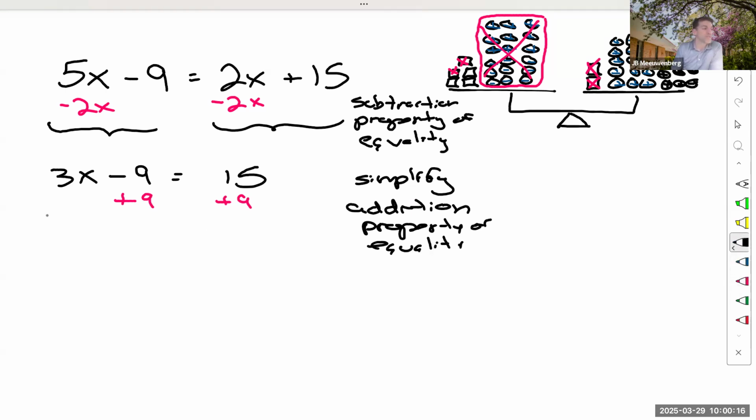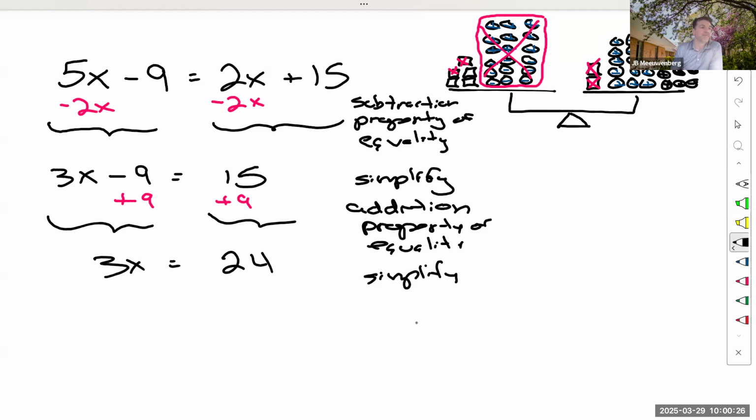What do we do now? We simplify. We simplify both sides. When we do that, we're going to get 3x is equal to 24. Now, all we have left in our diagram here are these 3 little boxes on the left, and then we have 24 circles on the right.